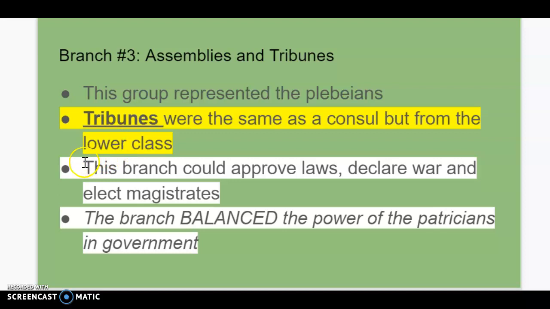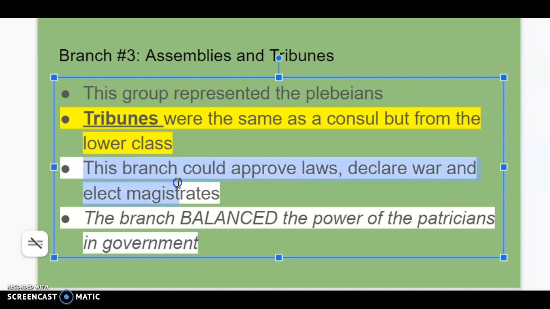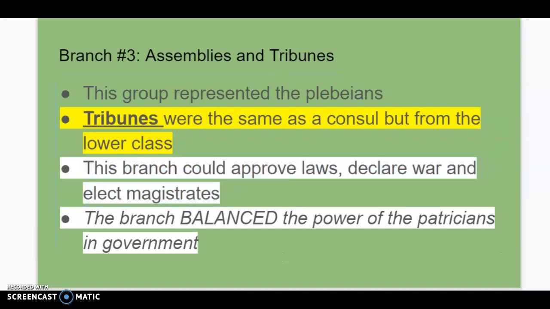This branch had a lot of power, though, since branch 1, the magistrates, and branch 2, the Roman Senate, are both made up of patricians. It would be pretty easy to assume that those two branches would often come together and outvote the third branch of assemblies and tribunes from the lower class, the plebeians. So they have a lot of extra powers since they're one branch. You can't ignore them. This branch could approve laws for Rome. It had the power to declare war, and it had the power to help elect these magistrates in the first branch. So it gives you power over the first branch.